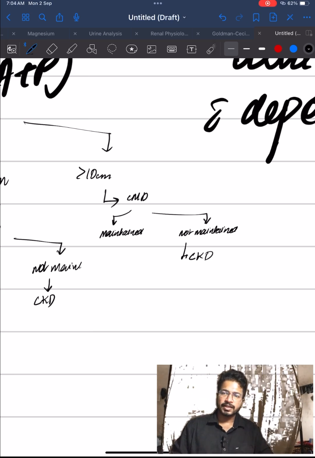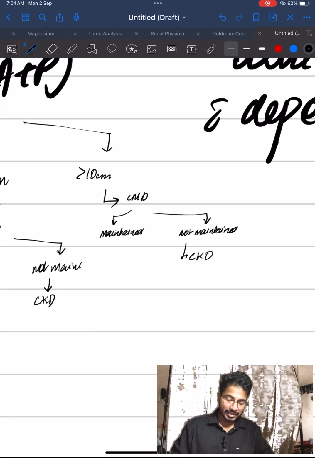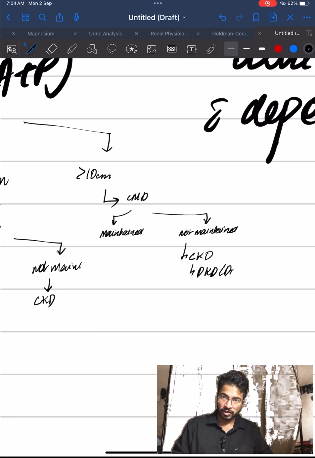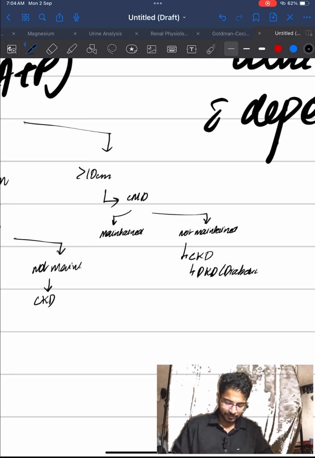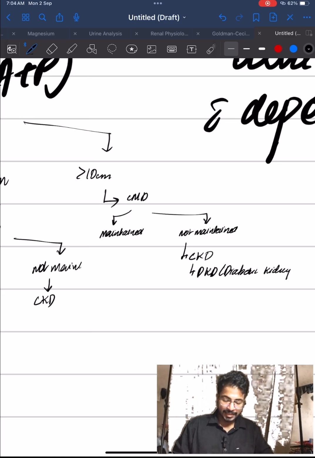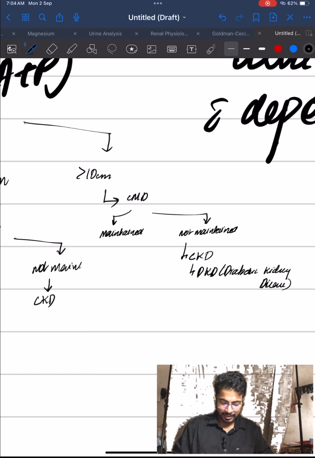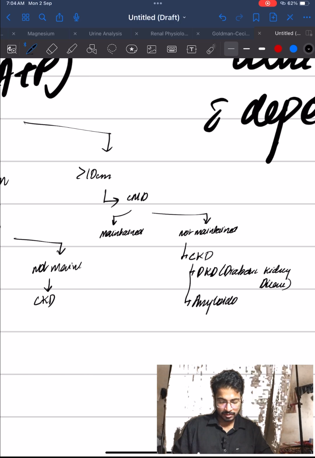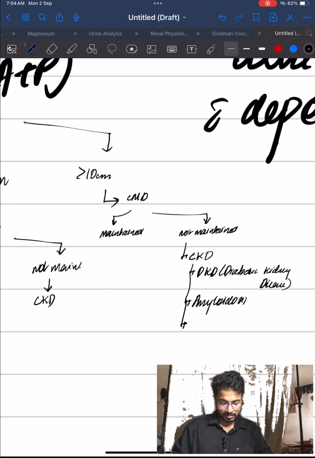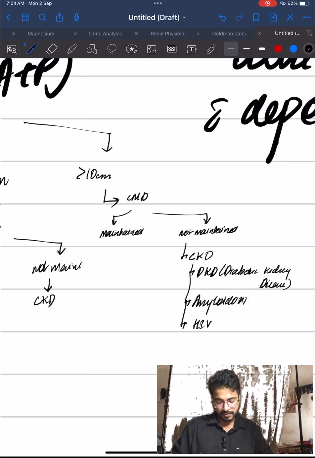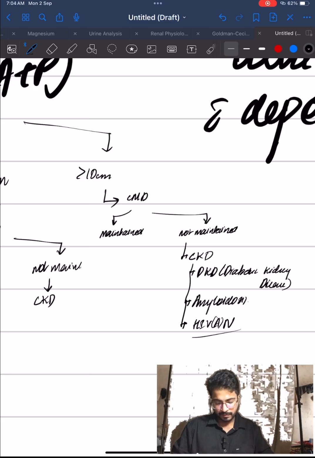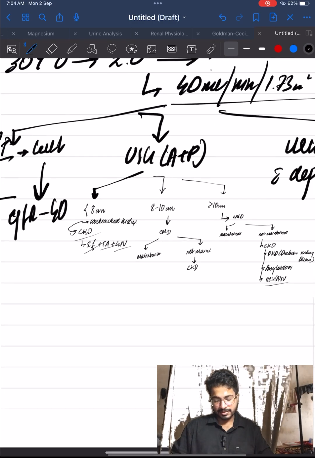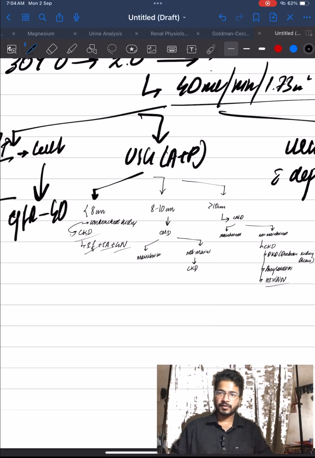You can actually come up with nearly 3 differentials if the kidney size is greater than 10 centimeter and the CMD is not maintained: CKD with a large kidney. What are they? DKD, diabetic kidney disease or diabetic nephropathy; amyloidosis; and then HIVAN, HIV associated nephropathy.